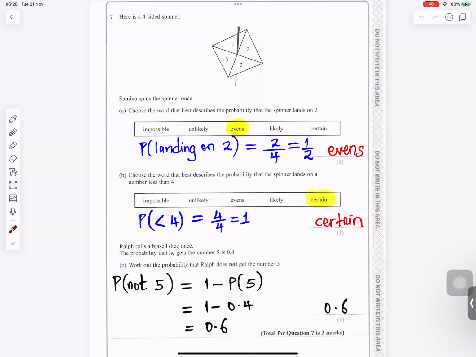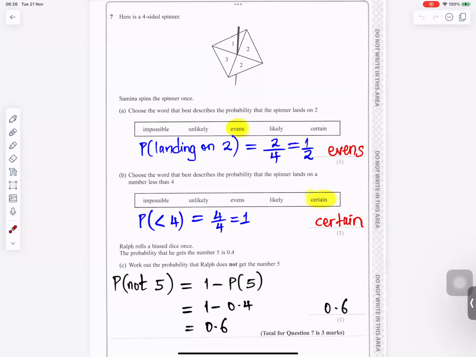Number 7, here is a 4-sided spinner. Choose the word that best describes the probability that the spinner lands on 2. How many 2s are there? 1, 2, in a total of 4. So 2 out of 4 is 1/2. So it's evens.